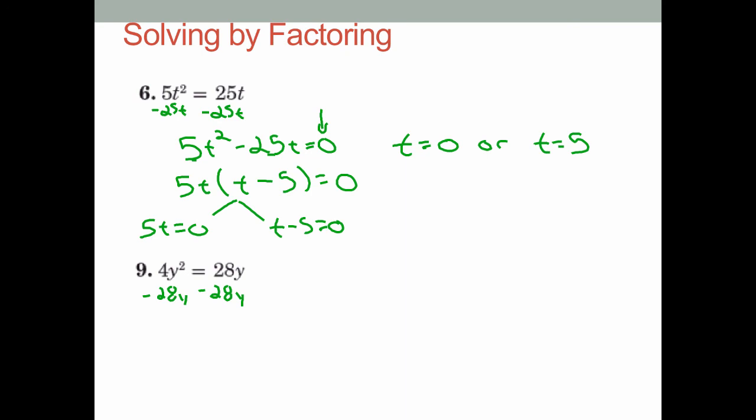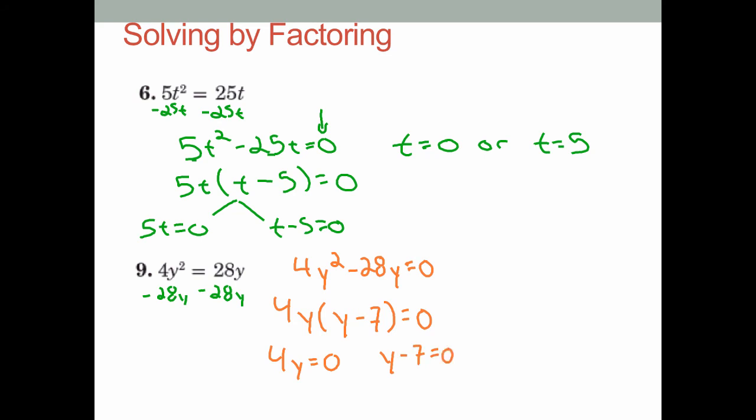I would follow the same procedure for the next one. 4y squared minus 28y equals 0. I can then pull out a 4y, because they both have 4 in common and a y. I'd be left with y minus 7 equals 0. So 4y equals 0, or y minus 7 equals 0. So y is either going to be 0 or positive 7. Both valid ways of solving by factoring.